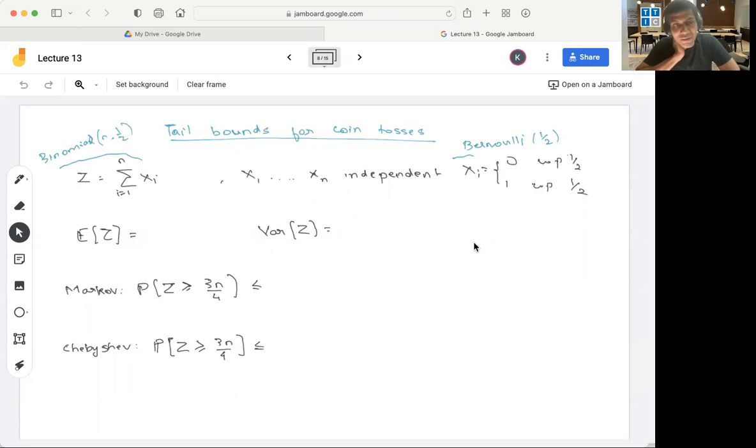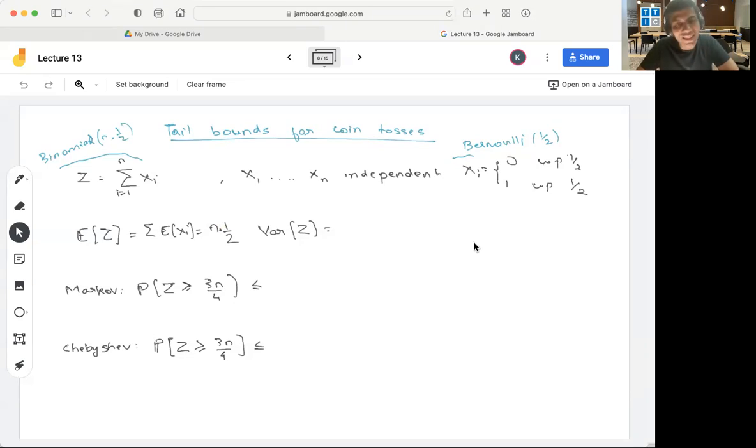For this particular z, we know how to compute both its expectation and its variance, and we did this when we defined this kind of random variable. The expectation is, by linearity of expectation, the summation of the expectation of each of these xi's, and because each xi is just 0 or 1, its expectation is the probability that it's 1, which is half, and so we get n times half.